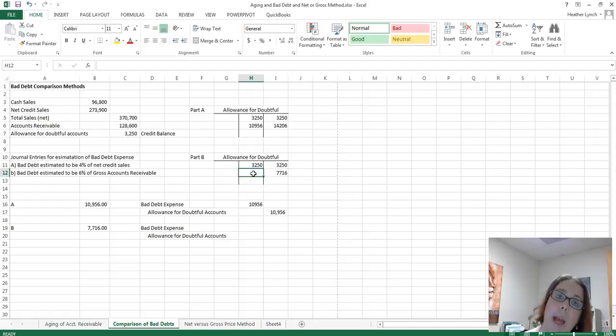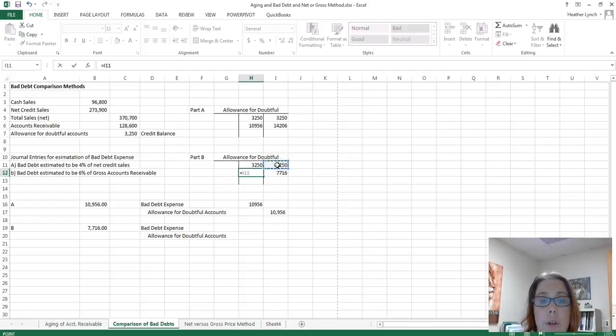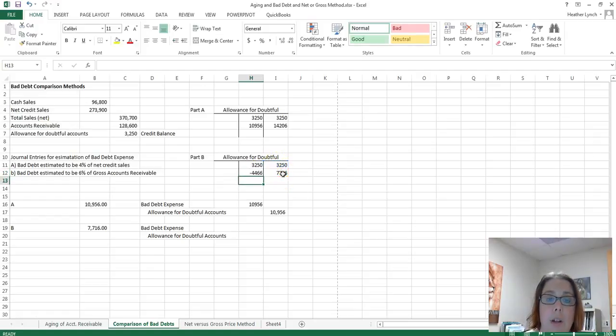So how much do we do for bad debt expense and allowance for doubtful accounts? We subtract the $3,250 from the $7,716. Let me redo that. Let's do this minus that, so we're not winding up with a negative number. So the $4,466 is how much we're going to do for bad debt expense and allowance for doubtful accounts, so we can get that balance to the amount of our 6% of gross accounts receivable. So that's pretty much the aging, and I will see you later.